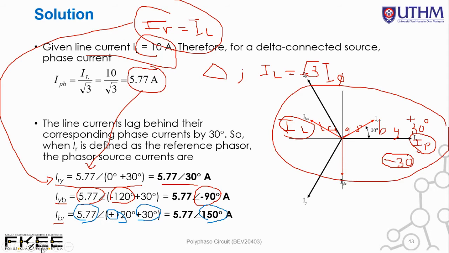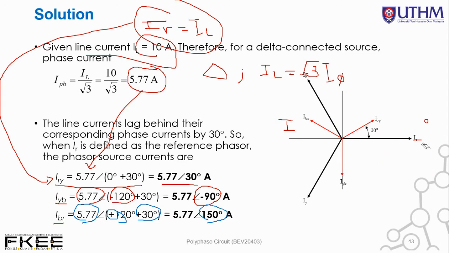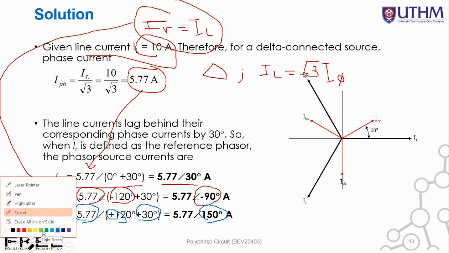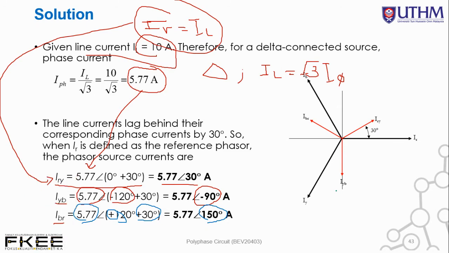So this is how you should plot your phasor diagram. This is how you should draw, or plot, your phasor diagram. So IRY now leads IR by 30 degree. Similarly for IYB, it leads IY by another 30 degree. Similarly for IBR, this is another 30 degree.